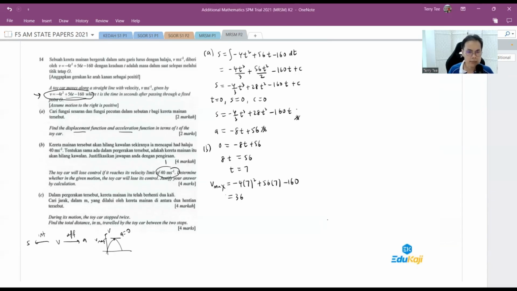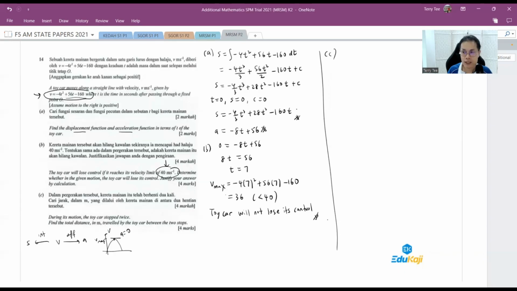So here the limit is 40. That means I would never reach 40, right? If you never reach 40, will the toy car lose control? It will not lose its control. You only lose control if it exceeds 40 meters per second. In this case, no. All right, next one.